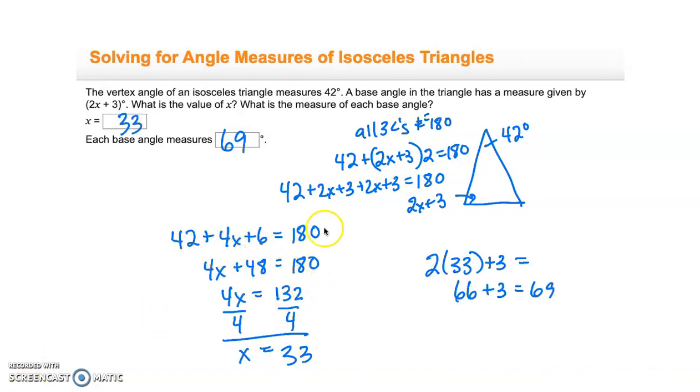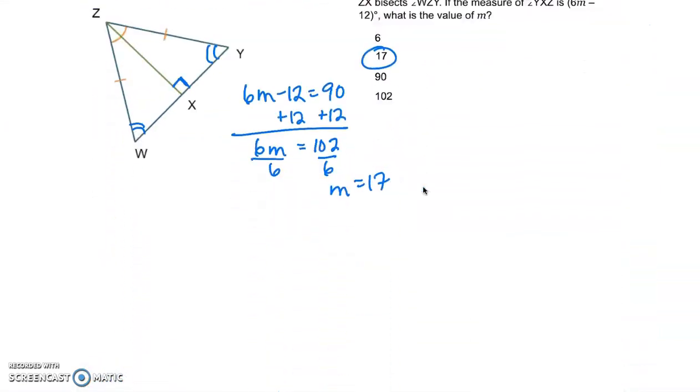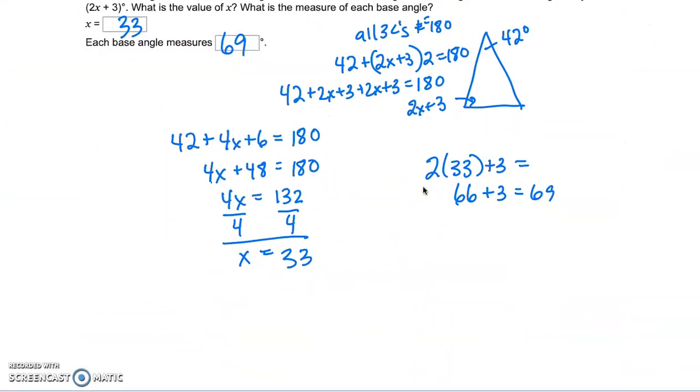Okay, check your work. I simplified this to 42 plus 4x plus 6 equals 180 and solved to get x equals 33. Once I know that x equals 33, I can substitute it into my base angle right here. And then 2 times 33 plus 3 would be 69 degrees for the base angle.